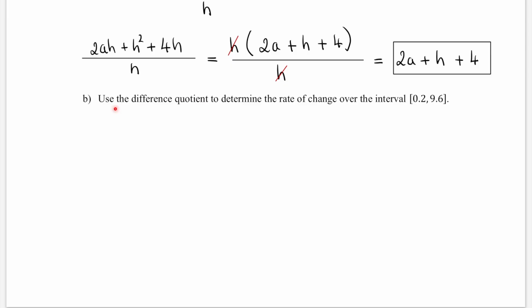Now, we are going to use the difference quotient to find the rate of change over the interval from 0.2 to 9.6. That means you start with 0.2 and you end at 9.6. So your a is 0.2 and your second point is at 9.6. h is the difference between the two x values. So h is 9.6 minus 0.2.